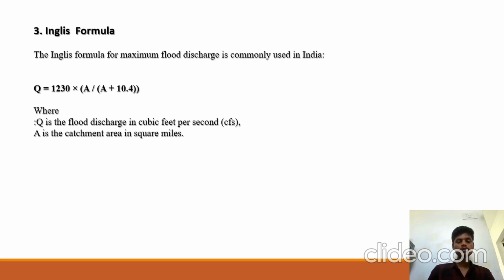Now, the next formula is English formula. This English formula is used to compute the maximum flood discharge, commonly used in India and in most of the Mumbai region. This formula is Q is equal to 123 A divided by the square root of A plus 10.4, where 123 is a constant, Q is the discharge, and A is the catchment area in kilometer square.